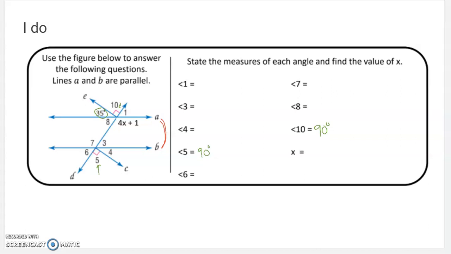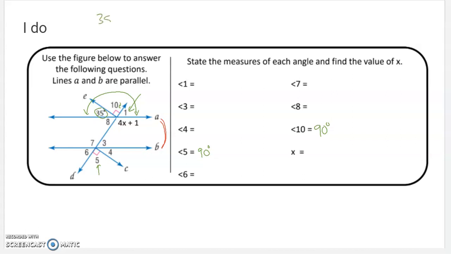So good start, easy stuff. What next? I have to look around and say, well, what am I absolutely sure that I know the measurement of? And I think the next easiest thing for me to find is number 1 here. Because if I look at number 1, I can tell that it is supplementary with all of these. So 35 plus 90 plus whatever 1 is.